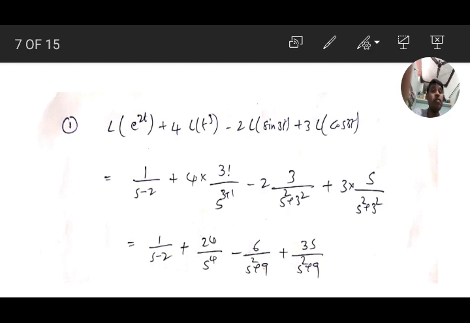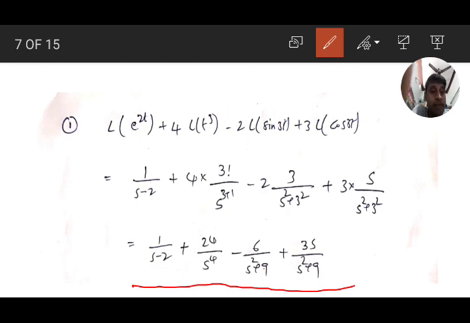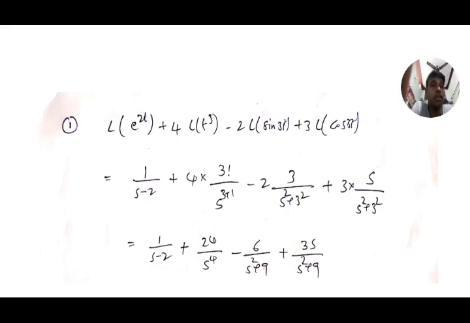So by simplification, we get the answer L of 1 by s minus 2, 24 by s to the power of 4 minus 6 by s square plus 9, 3s by s square plus 9. First of all, we have to know the formulas. If you remember the formulas, then problems are very easy. Only linearity property, take coefficients outside, and then the remaining functions' Laplace transforms. Okay. Next, let us see the next problem.